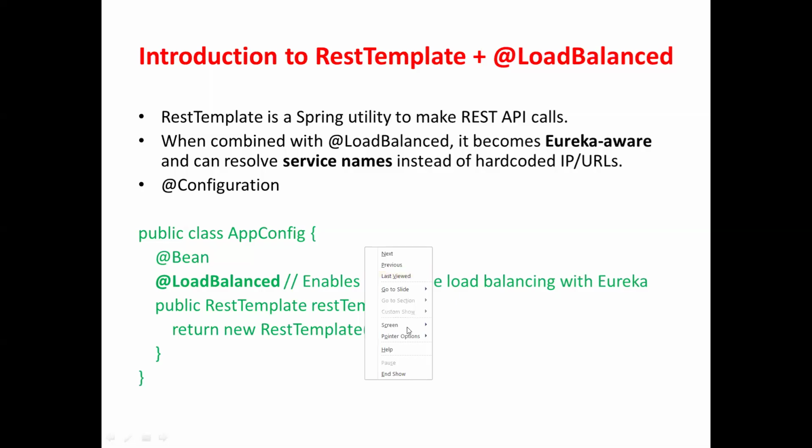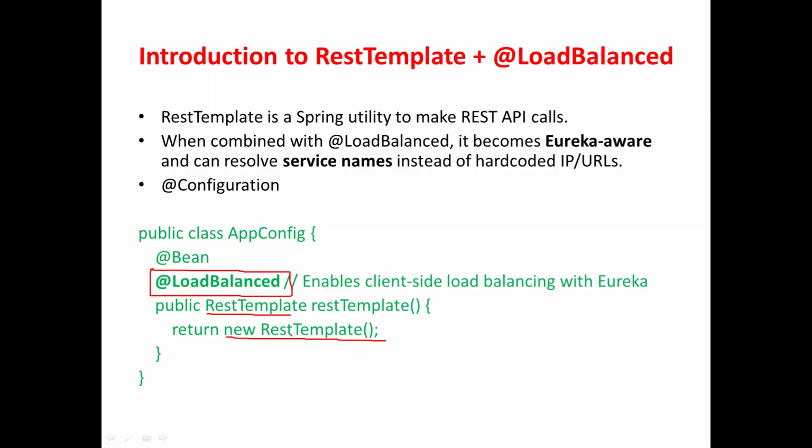Usually you create your REST template object using @Bean, creating a new REST template object. If you are not specifying this annotation, your REST template expects your IP address and port number. When you add this annotation, automatically it will connect, Eureka will be aware, and you can replace a hard coded IP with your application name. That is the benefit of using it to make our API call.